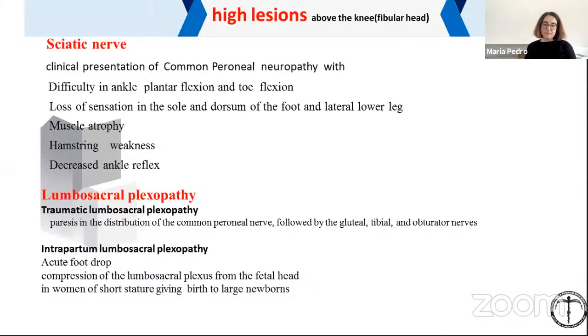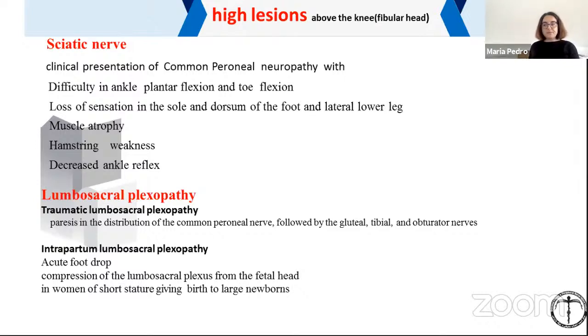Sometimes in sciatic nerve injury, there is foot drop that may mimic a common peroneal neuropathy at the knee, but it comes along with difficulty in ankle plantar flexion and toe flexion, loss of sensation in the sole, dorsum of the foot, and the lower leg, muscle atrophy, hamstring weakness, and decreased ankle reflex.